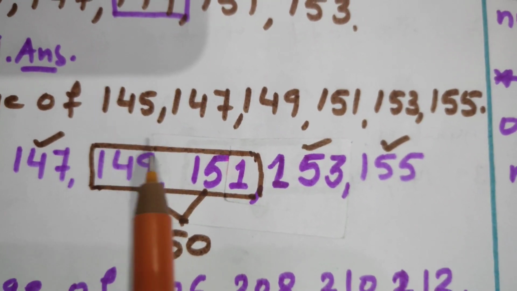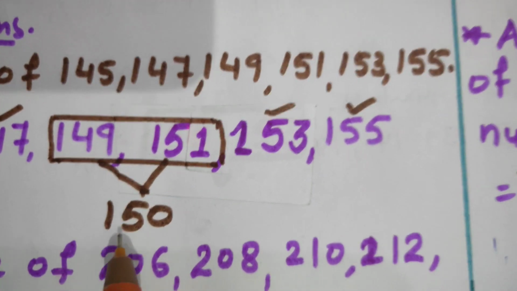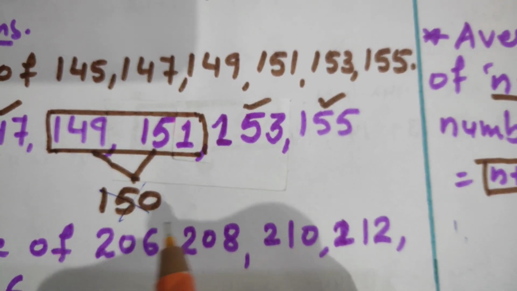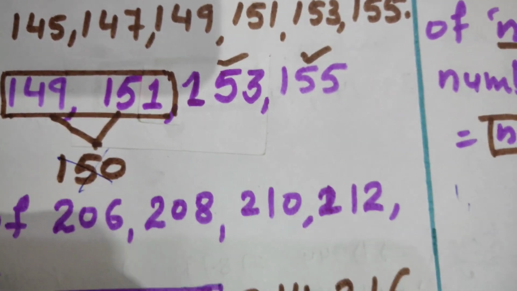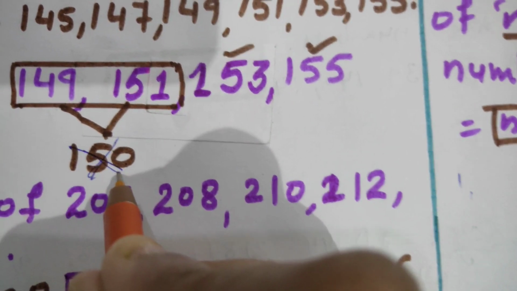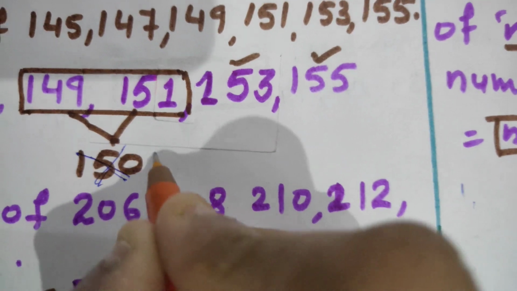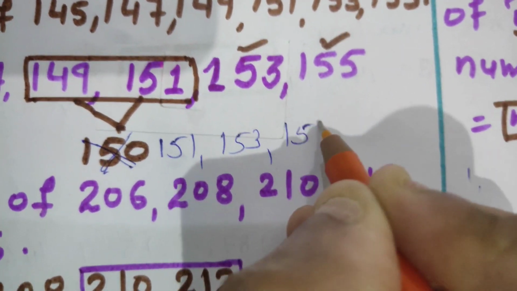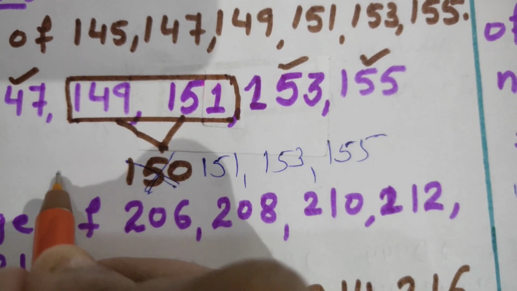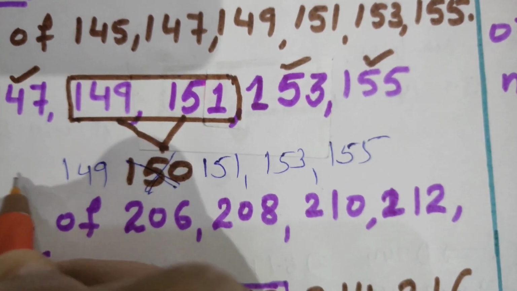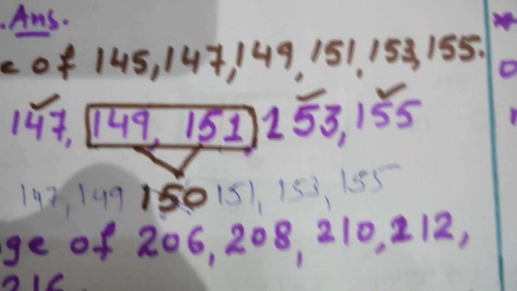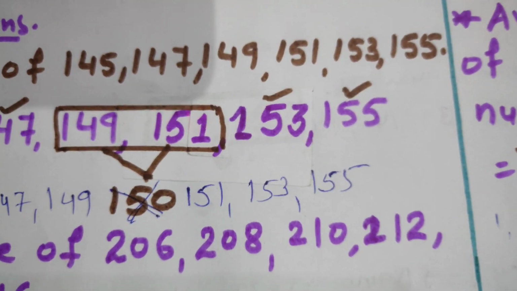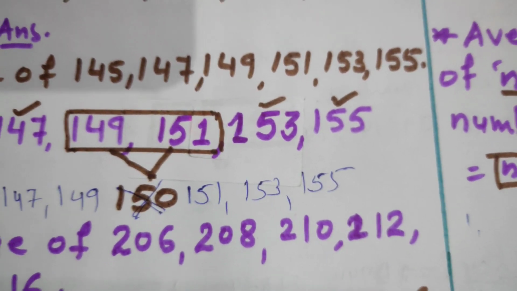So as you got, these are 6 observations. What you will do? 6 observations, 3 will be written on the left-hand side and 3 on the right, and this middle number will not be included in the series. So after 150 there will be 151, 153, 155, and before this there will be 149, 147 and 145. So you can find the answer both ways, reverse also.